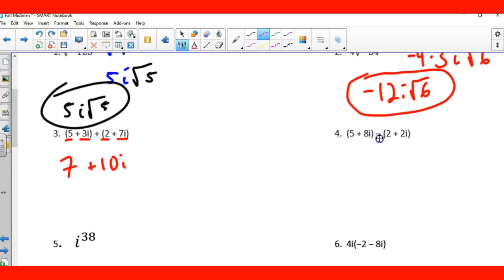Over here, we're going to subtract the complex numbers. The first thing you need to do is distribute the negative. So we have 5 plus 8i minus 2 minus 2i. Now we evaluate the real parts: 5 minus 2 is 3. Then we evaluate the imaginary parts, 8i minus 2i, which gives us 6i.